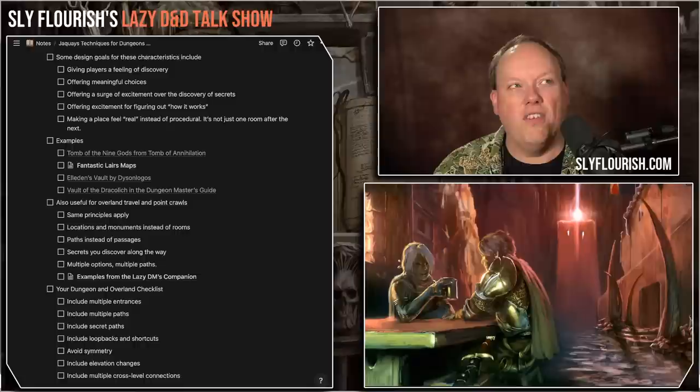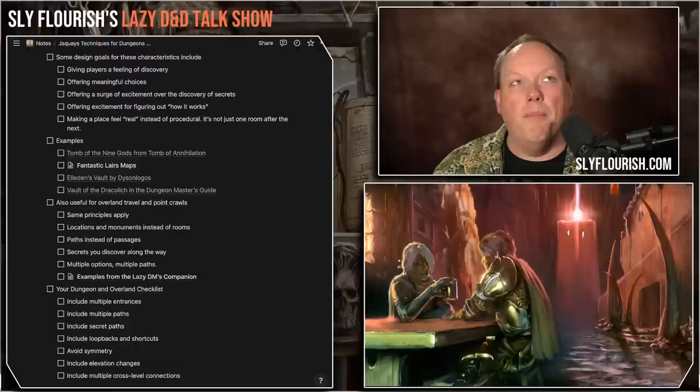We want to make sure that for the choices we're offering to players, there's a reason why they would want to pick one over another, and that both of them are valid. We don't want to just say, well, one is clearly the better choice. We want to offer multiple choices where it's clear why you would take one choice over another, but there are good reasons to do one over the other.